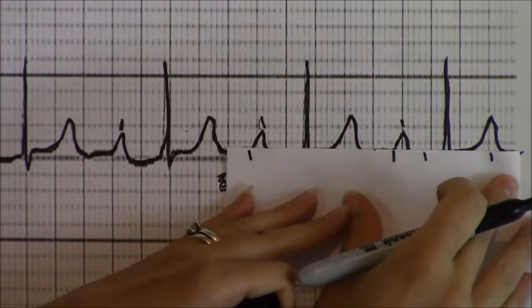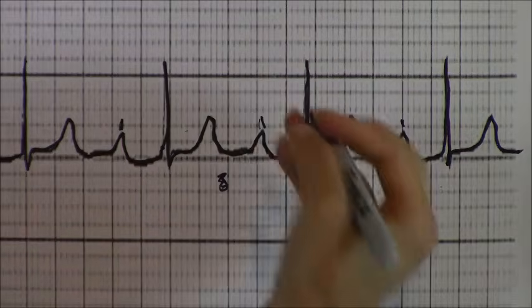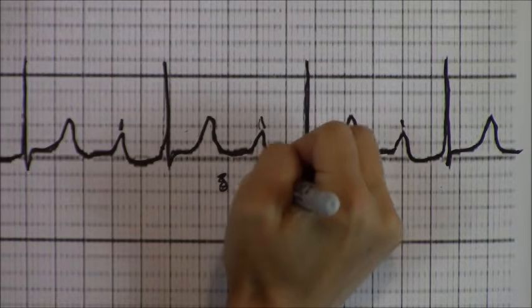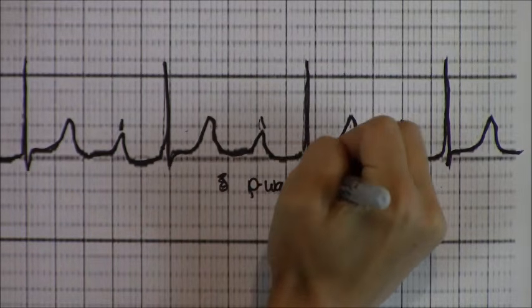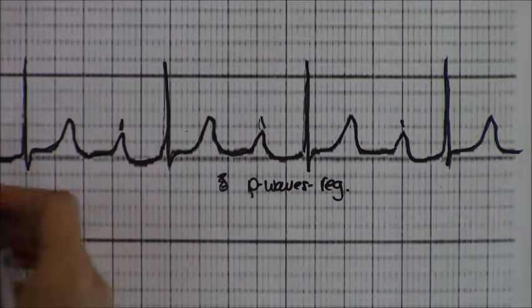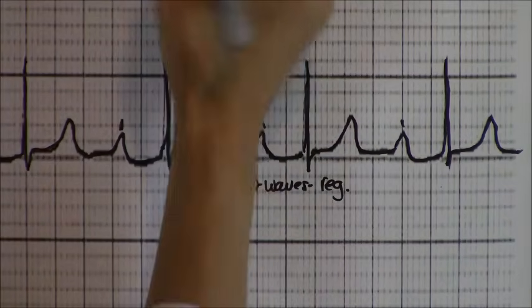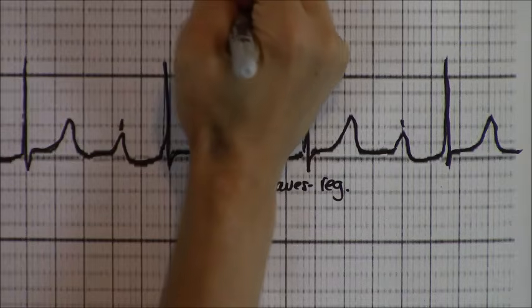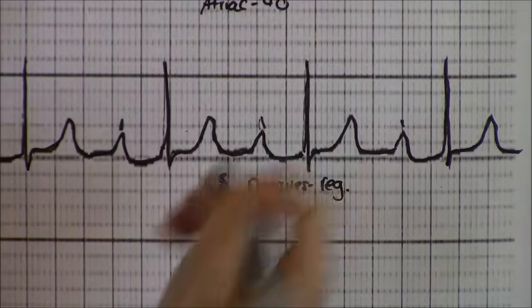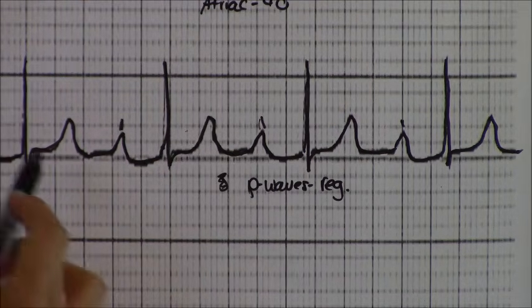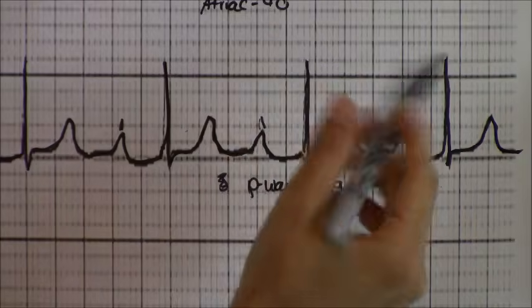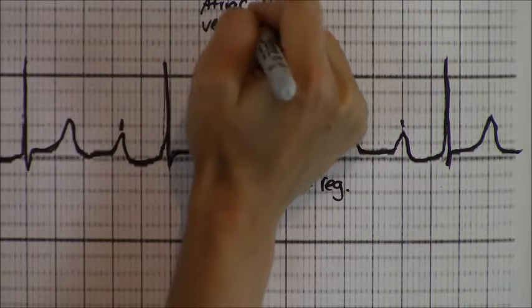And our P waves are definitely regular, so let's write P waves regular. And let's count our P waves real fast. We have 1, 2, 3, 4. So we have an atrial rate of 40. And let's look at our R waves. We have 1, 2, 3, 4. We have ventricle rate of 40.